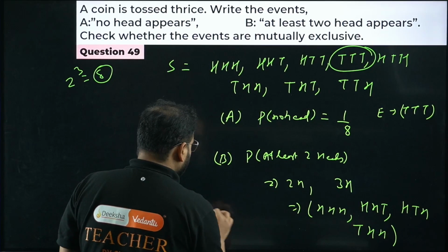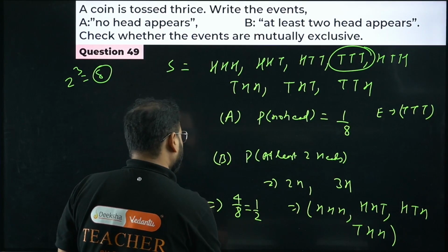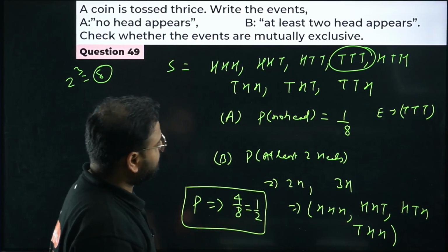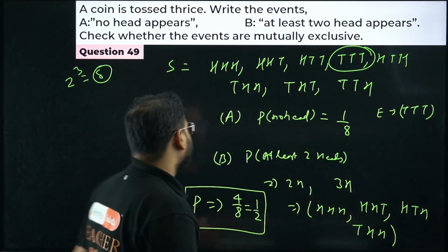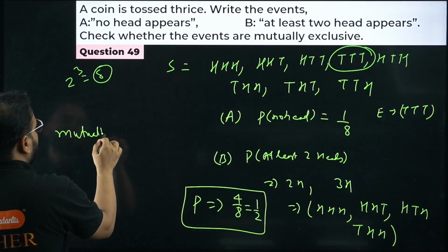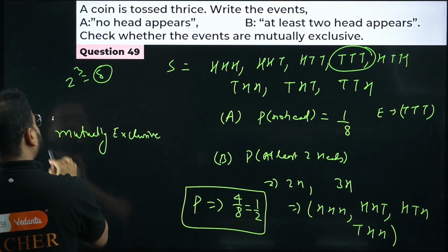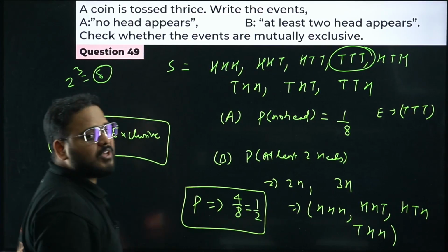What is the probability for this part? You can get this as 4 by 8. How much is the answer? 1 by 2. What are they asking? Check whether the events are mutually exclusive. Anything common between them? Nothing, sir. It means they are actually mutually exclusive. Yes, they are mutually exclusive.